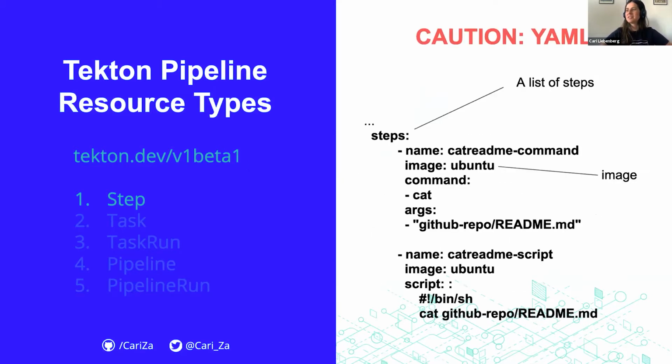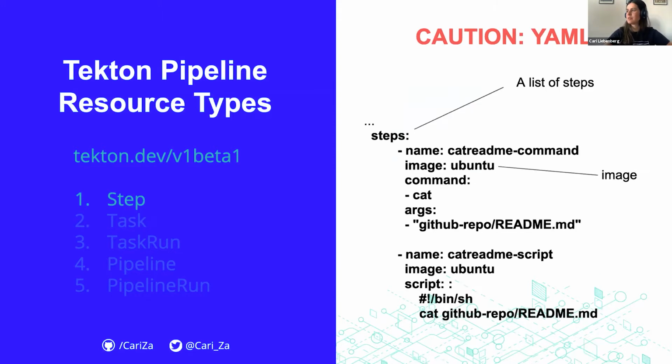So taking a look at Step. Step is the smallest part of Tekton, the part that does the things you need it to do. For steps, you will provide a name, like you would with most Kubernetes resources, and it requires an image. So it's a bit like a container on Kubernetes when you create a pod, and you provide the image you would like to run.